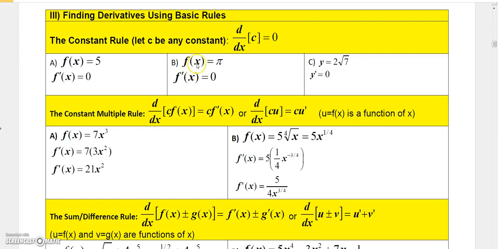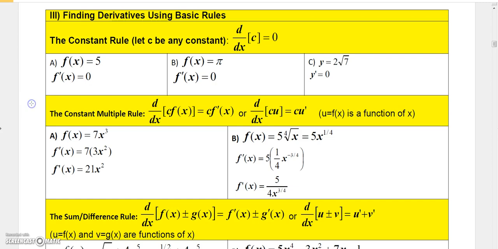Okay, now here f of x equals pi. Now pi is a constant, so the derivative of pi would be 0. Here it doesn't matter if the constant is some weird constant like 2 times square root of 7. The derivative of that constant would still be 0. Okay, so that's the constant rule.